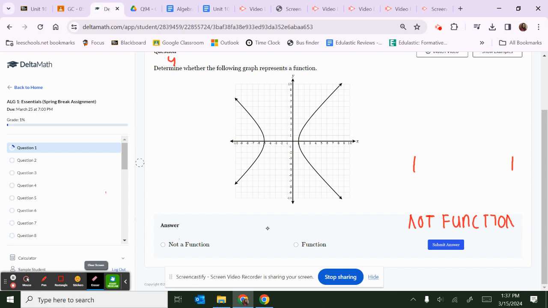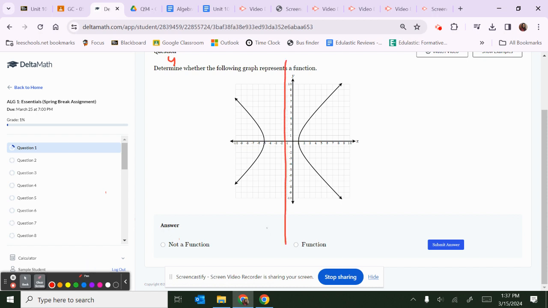Because whenever you have a graph, you can use something called the vertical line test. When you use that vertical line, what you're doing is drawing a straight line downwards, or a vertical line, through your function. If it hits your function more than once, then it's not a function. So let's look at this one, guys. Let's see if it hits it more than once.